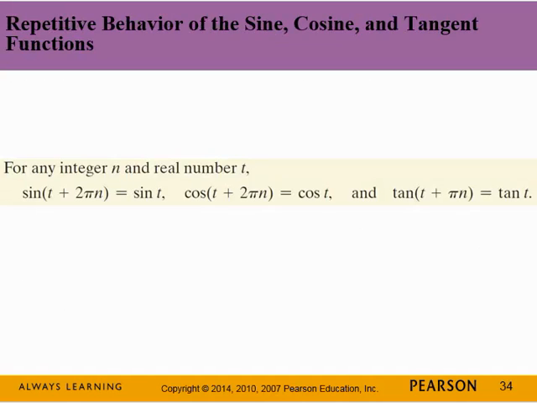So repetitive behavior of sine, cosine, and tangent for any integer n and real number t. So that means you can multiply 2 pi times n as much as you want, and it's still going to be sine t.